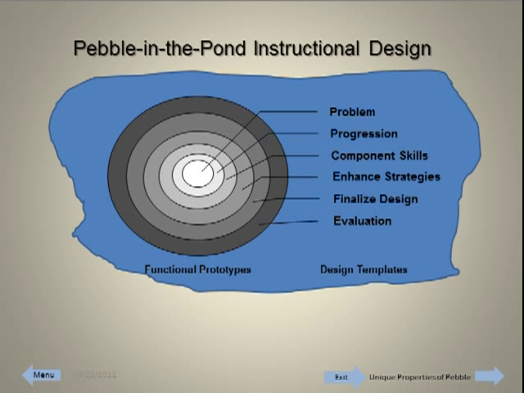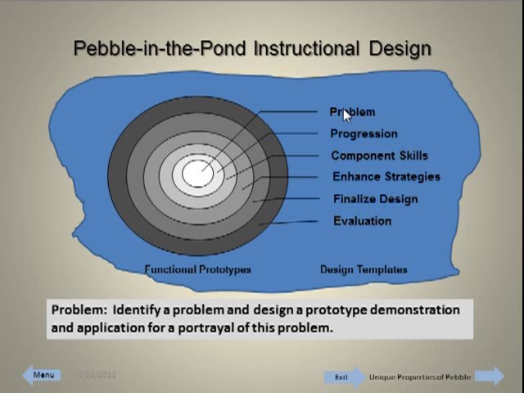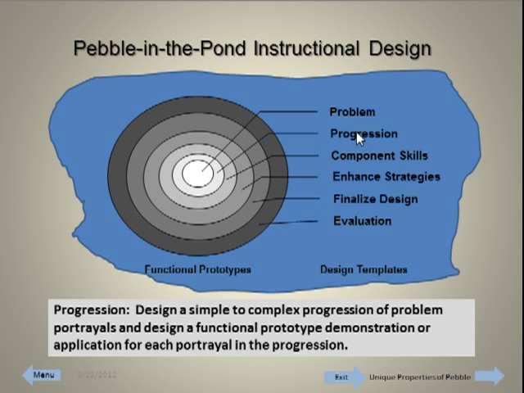The metaphor is an environmental pond in which instruction is to occur. The pebble is an instance of a problem that learners need to be able to solve in the context of the pond. The problem pebble thrown into the instructional pond is the trigger for the instructional design process. The instructional products comprising the first ripple are a prototyped demonstration of this problem. The second ripple is a progression of problems of the same type. The instructional products comprising this second ripple are demonstrations or applications of each problem in the progression.